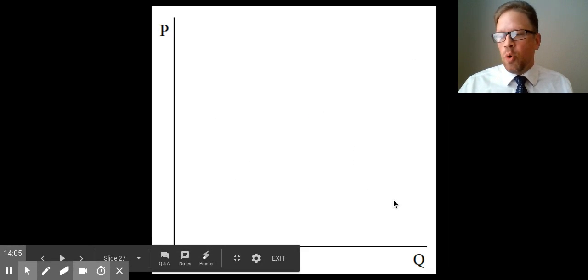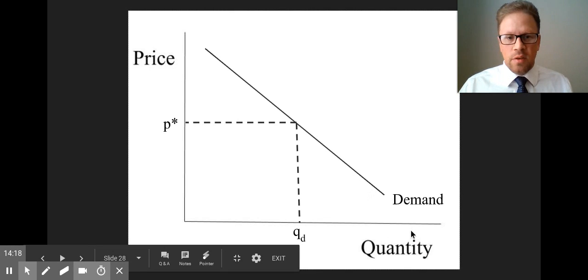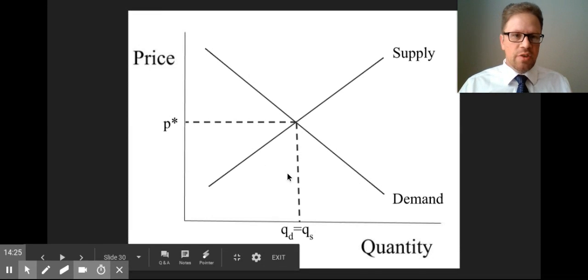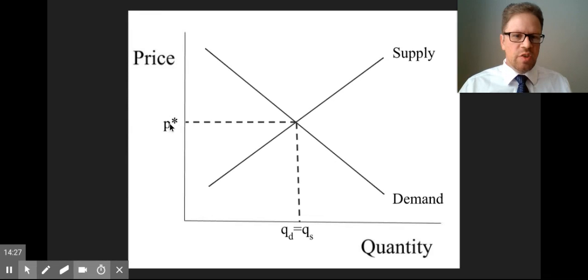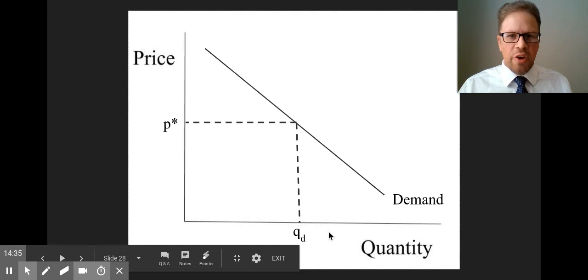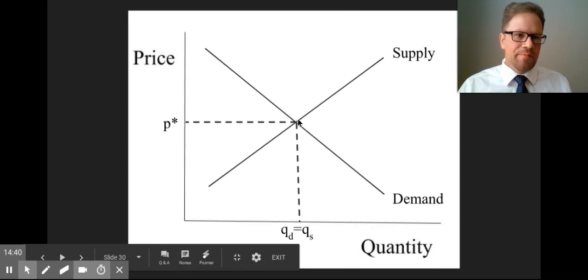Now, the intersection point of supply and demand denotes the equilibrium price and equilibrium quantity. So equilibrium price is the price where the quantity demanded equals the quantity supplied. At this point, this is the price where quantity demanded and quantity supplied are the same. If you're ever looking for the equilibrium price and you don't know where to find it, X marks the spot. That's where you find it.